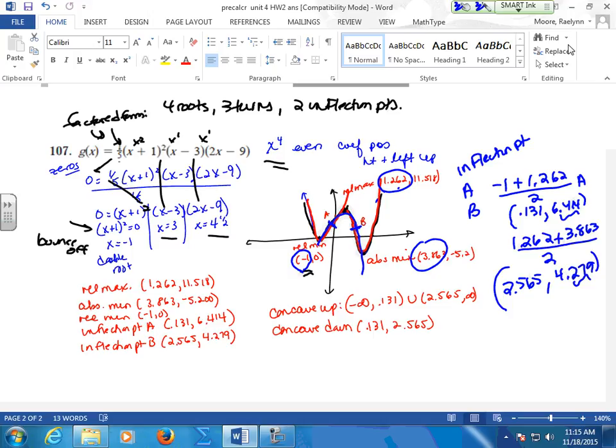So my concavity says, start at negative infinity. I'm going to concave up till I hit this point. That's the x value for my inflection point. So from negative infinity to 1.31. Then I decided to concave down between those two inflection points. And I took that inflection point and I concaved up. Good?